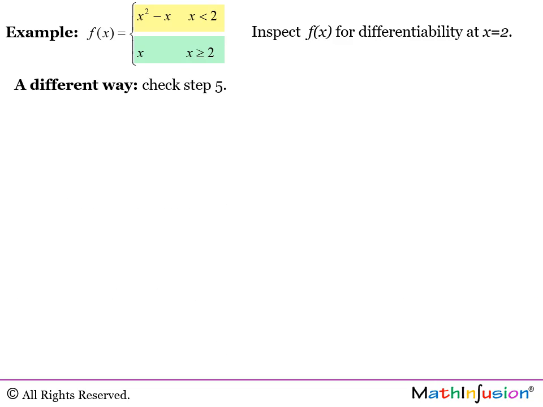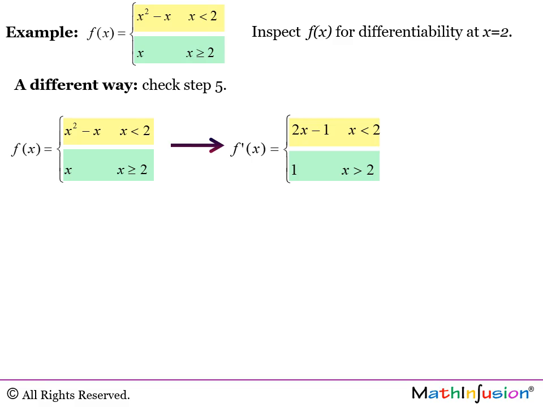Now we are going to do this in a different way. We are going to start with step 5. Here is the function. Now we are going to differentiate the two branches. When x is less than 2, it's the derivative of x to the power of 2 minus x, which is 2x minus 1. When x is more than 2, it's the derivative of x, which is 1. We cannot include 2 when we do something like this, because 2 is always a suspicious point.